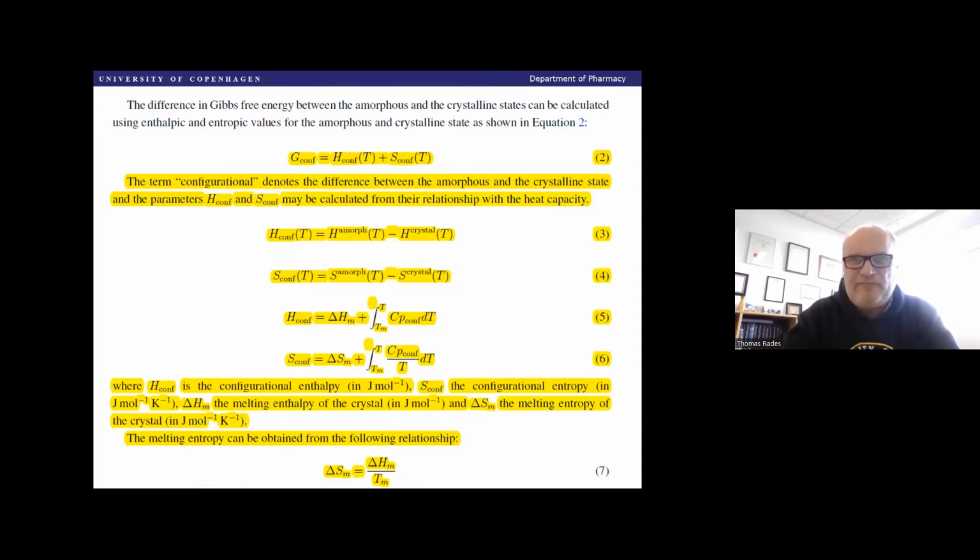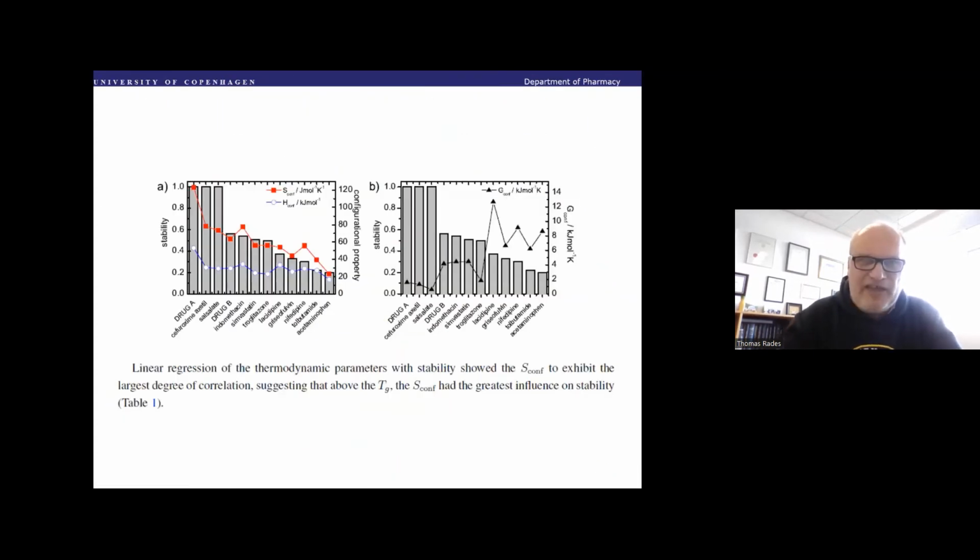And if we can do that, we can also determine the configurational free energy. So what's the energy difference between an amorphous and a crystalline material at various temperatures? And when we do that, we determine here, for example, in red, the configurational entropies of our various drugs, and here the configurational enthalpies, and here we have the actual stabilities. We see quite a nice correlation. It's not the best correlation in the world, but it's a correlation, right?